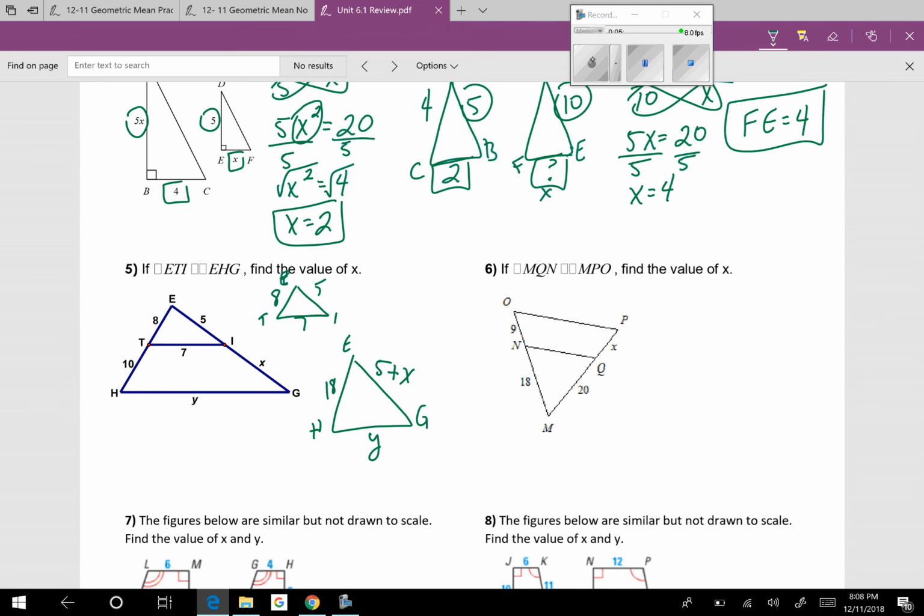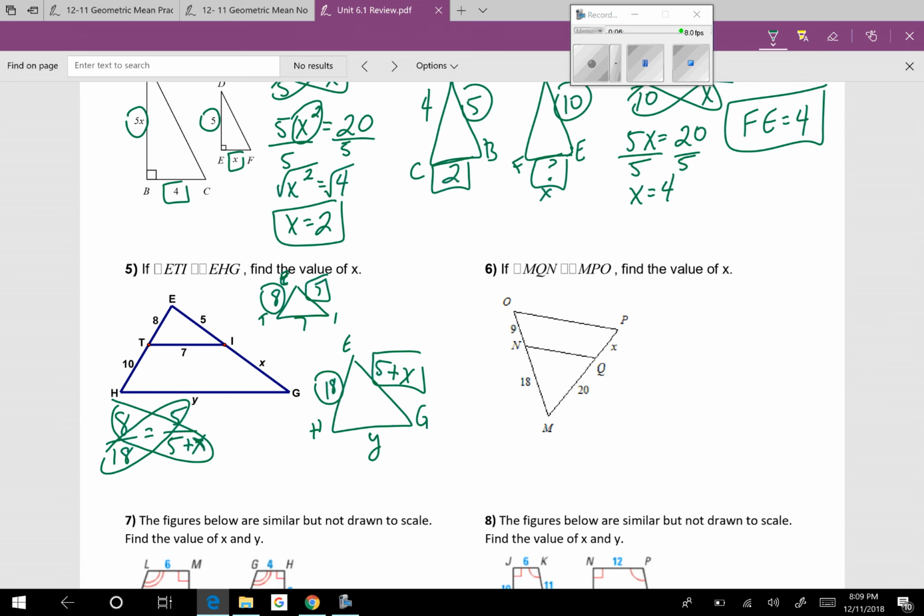So we need to match here. 8 matches with 18, and 5 matches with 5 plus X. So this is what we're going to use to set up our proportion. So we do 8 over 18 is equal to 5 over 5 plus X. And so now cross multiply.